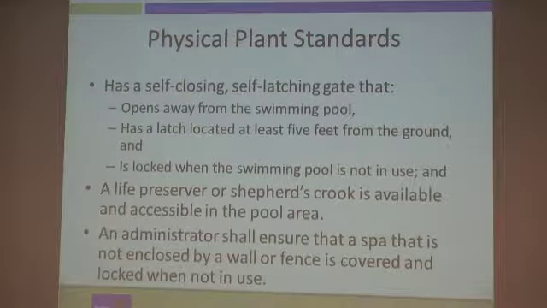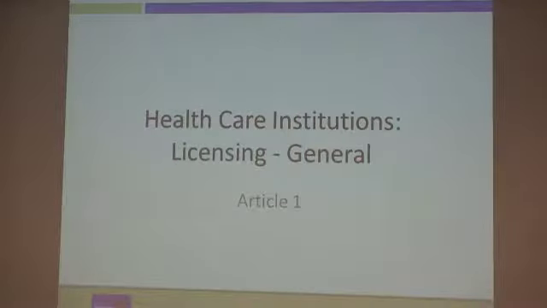Okay. Have a self-closing or self-latching gate that opens away from the pool. It has a latch located at least 5 feet above the ground and is locked when the swimming pool is not in use. A life preserver or a shepherd's hook is available and accessible. And administrators shall ensure that a spa that is not enclosed in a wall or fence is covered and locked when not in use. Okay. All right, so those are our Article 4.